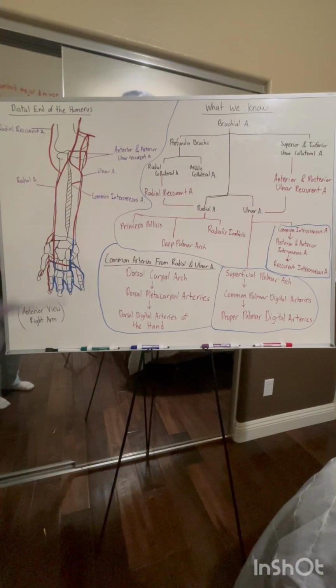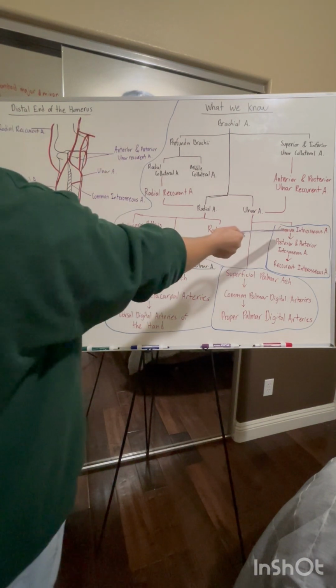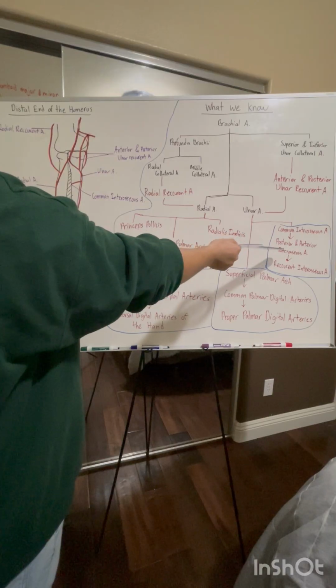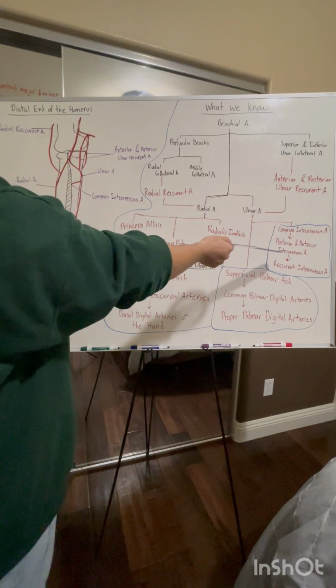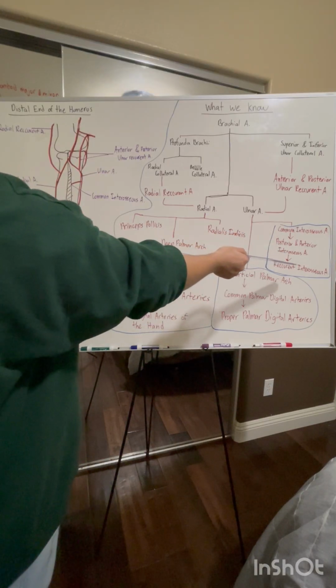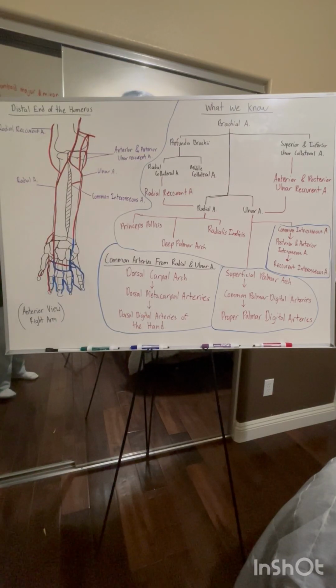Again, as we go down, we'll see that the radial artery is going to be going straight to the wrist, but from the ulnar artery there's going to be a branch before we get to the wrist, and it's going to be a bunch of interosseous arteries. For example, it could be the common interosseous artery going down to the posterior and anterior interosseous arteries, and the recurrent interosseous artery, all forming from that.